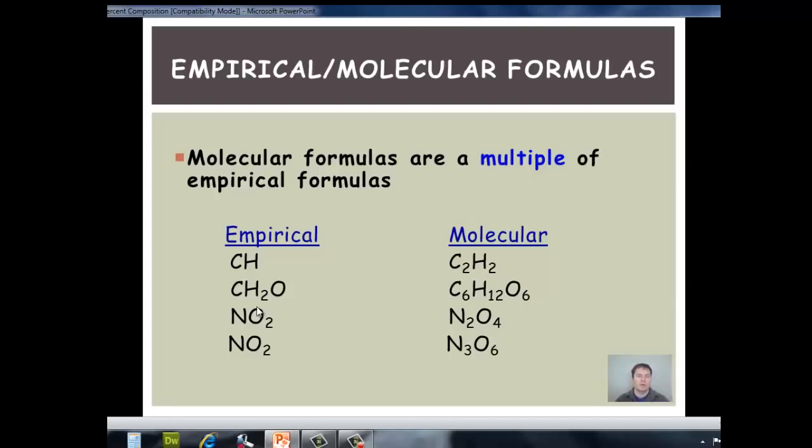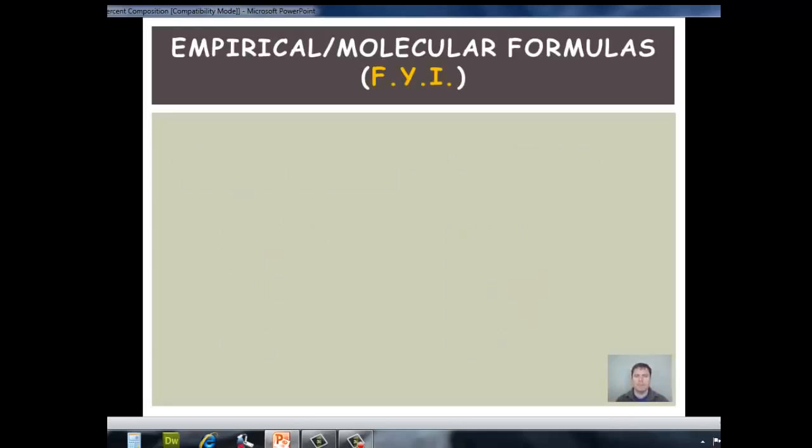Here's another one, NO2. Well, if we multiply this by 3 instead of 2, we get N3O6. So two different molecular formulas can have the same empirical formula. We see that a lot with sugars. Just a little FYI information for you.